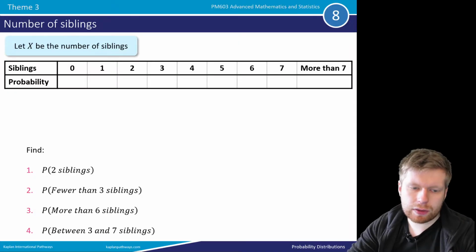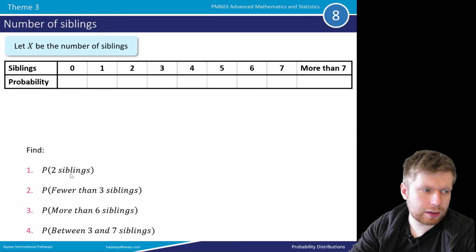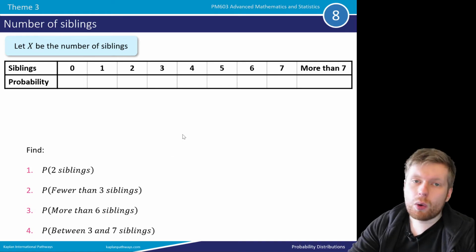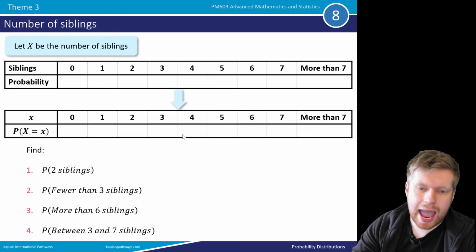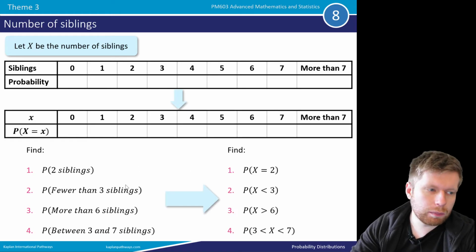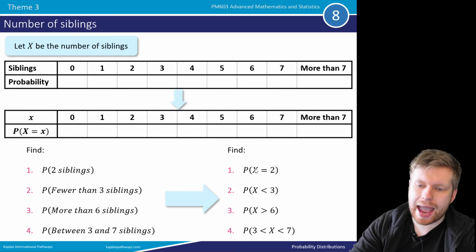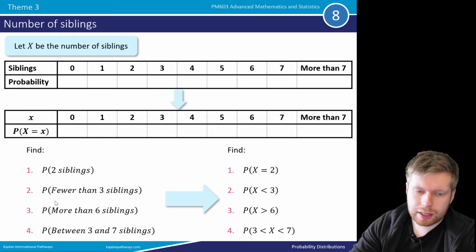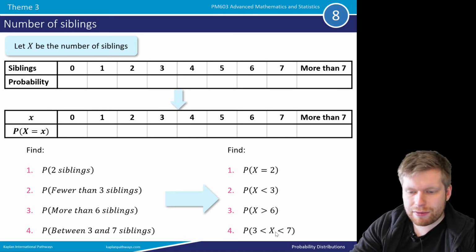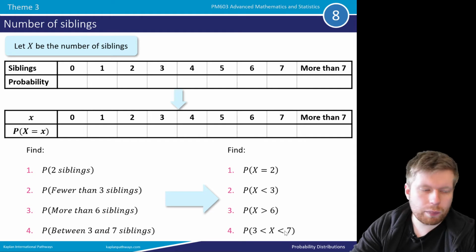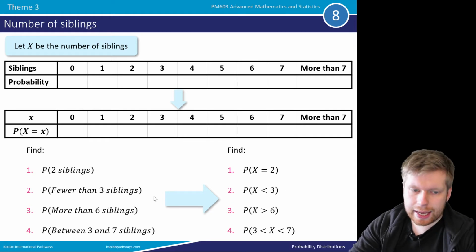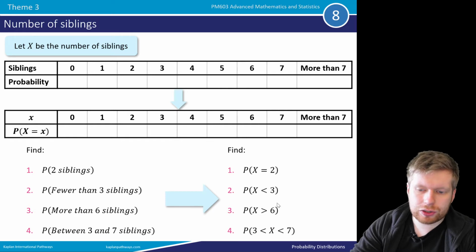So you can see with each of these things that we've just found, so the probability of 2 siblings, fewer than 3, greater than 6, or between 3 and 7, we can convert this using our notation because x is going to be our random variable. So the probability of 2 siblings we can write as the probability that x equals 2, because remember x is the random variable, the number of siblings. Fewer than 3 siblings is x less than 3, and more than 6 is x greater than 6. And between 3 and 7, in this case, the 3 and the 7 are not being included. So you can see that you're being really, really clear when you use this notation.